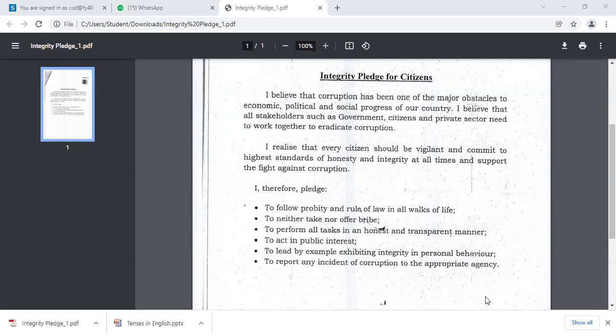The next, I realize that every citizen should be vigilant and commit to highest standards of honesty and integrity.